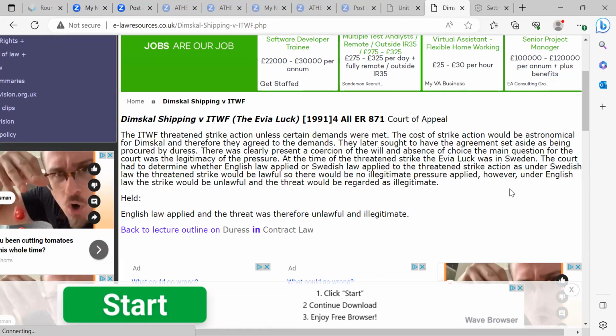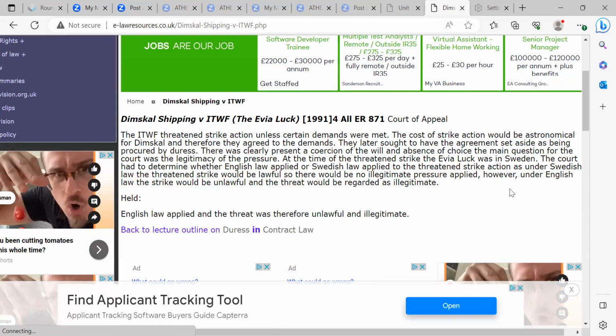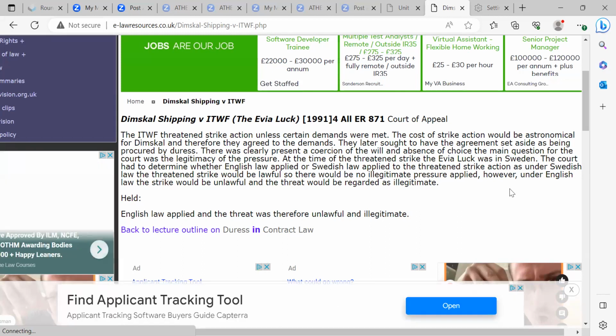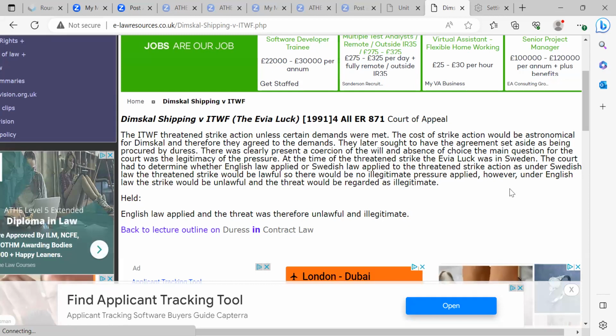At the time of the threatened strike, the ship was in Sweden. The court had to determine whether English law applied or Swedish law applied to the threatened action, as under Swedish law, the threatened strike would be lawful, so there would be no illegitimate pressure applied. However, under English law, the strike would be unlawful and the threat would be regarded as illegitimate. And it was held that English law applied and the threat was therefore unlawful and illegitimate in the Dimskal case.